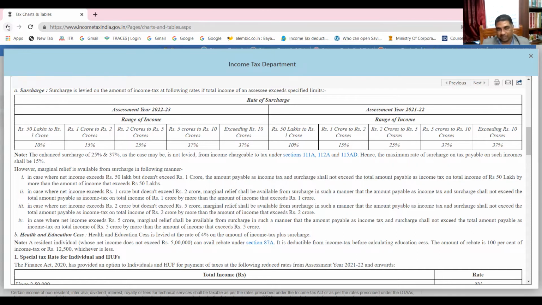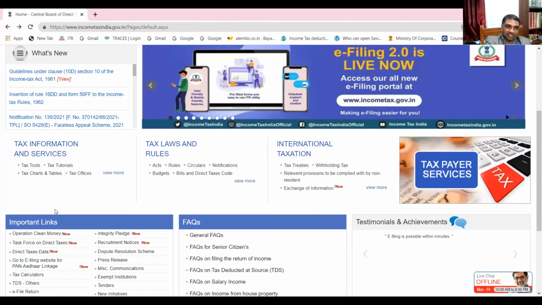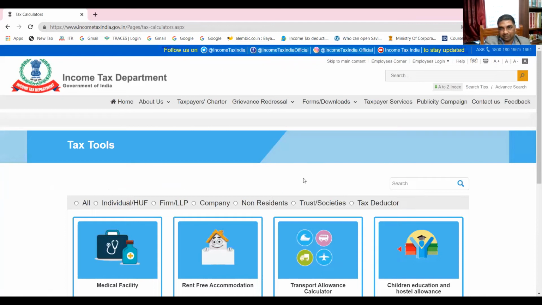Understood? Above 50 lakh, how much? 10%. Above 1 crore, 15%. Then above 2 crore, 25%. Above 5 crore, 37%. You want to check it? I'll take you to the income tax calculator again. So let me take you here, the tax calculator. So you know surcharge starts at 50 lakh.